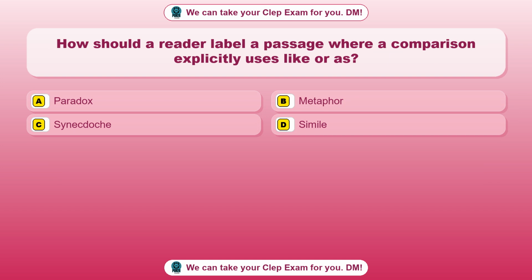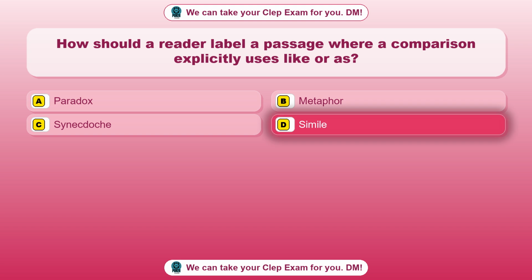Question 20. How should a reader label a passage where a comparison explicitly uses like or as? Option A, paradox. Option B, metaphor. Option C, synecdoche. Option D, simile. The correct answer is option D, simile.